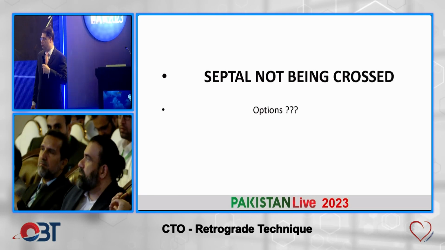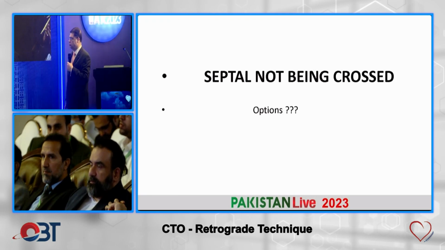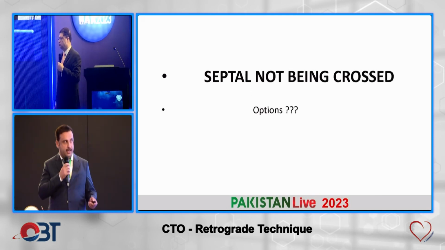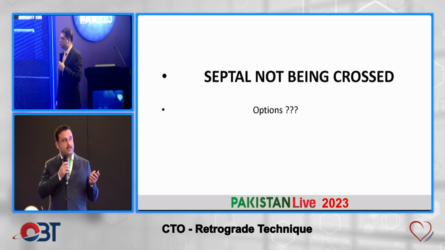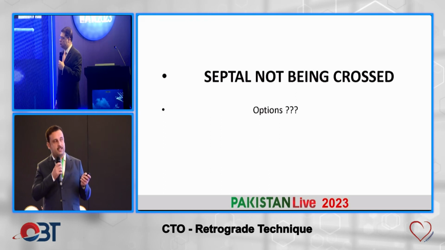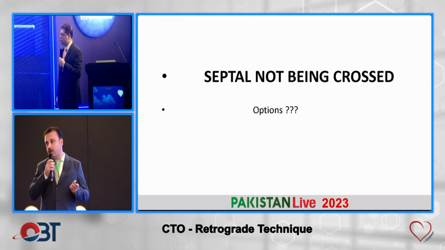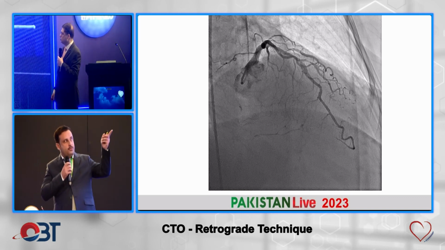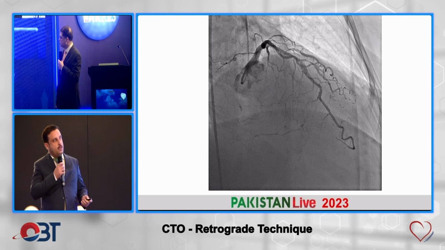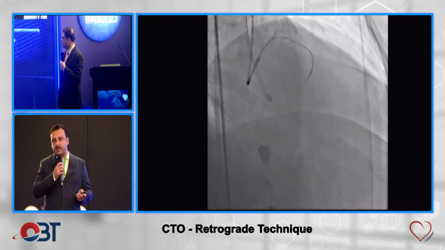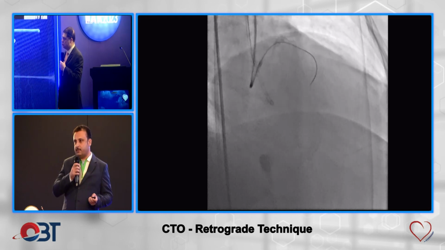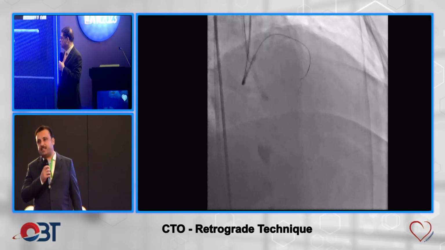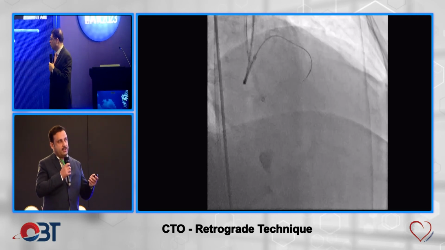For CTO PCI, particularly for retrograde CTO PCI, it is important to have plan A, B, C, and D ahead of time in your mind. So to overcome the challenge of septal not being crossed by the wire, what will be the options with us? So we check that there are three main septals. So the next step, which is least cost effective, is to change the septum. So we have changed the septum, and now we have started the same technique of tip injection and septal surfing, and we are crossing from the second septum.